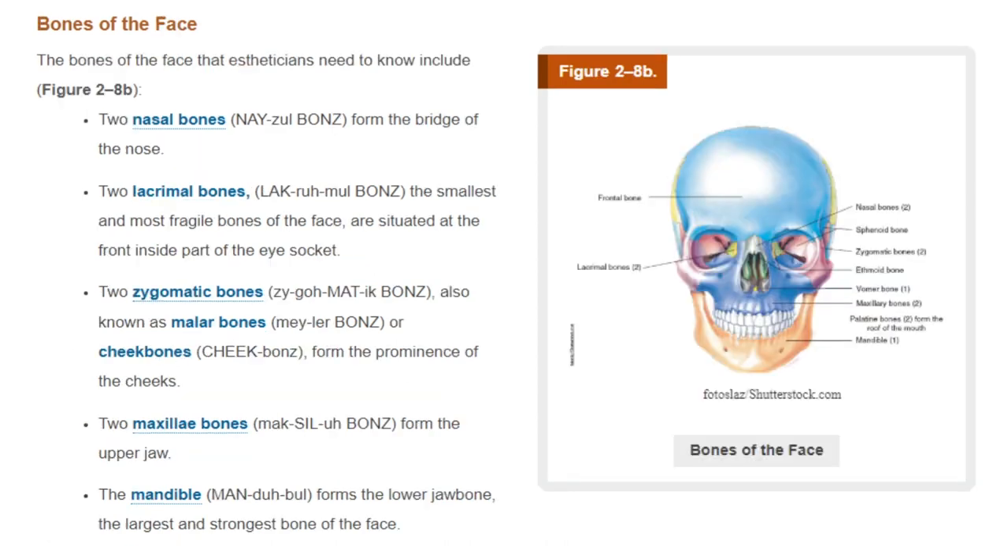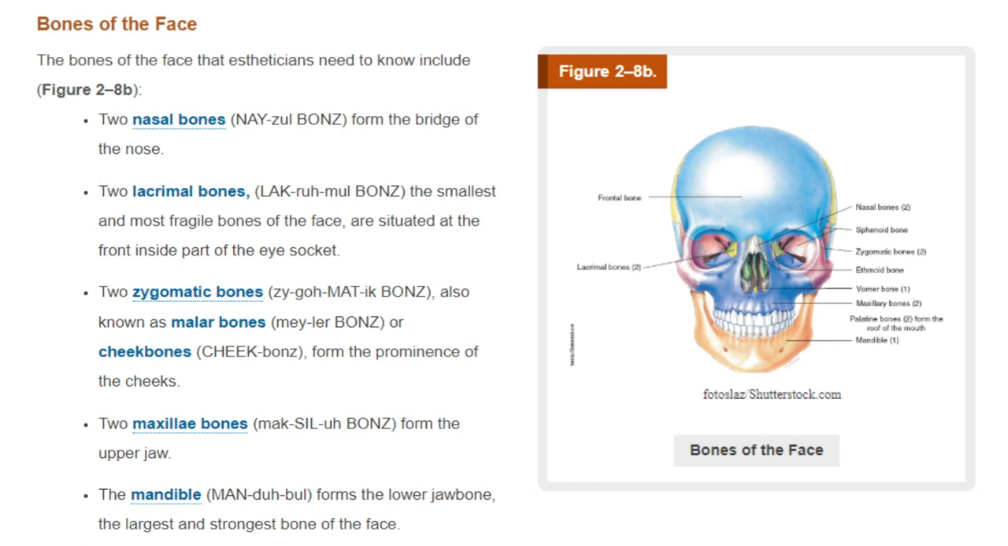Bones of the face. The bones of the face that estheticians need to know include, Figure 2:8b. 2 nasal bones form the bridge of the nose. 2 lacrimal bones, the smallest and most fragile bones of the face, are situated at the front inside part of the eye socket. 2 zygomatic bones, also known as malar bones or cheekbones, form the prominence of the cheeks.